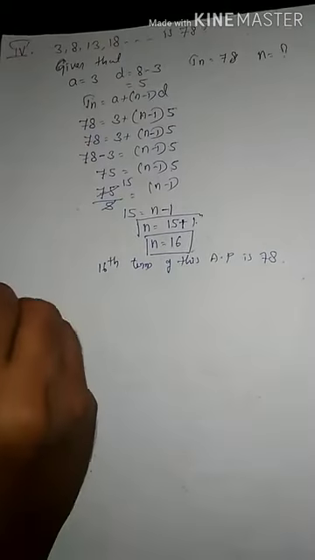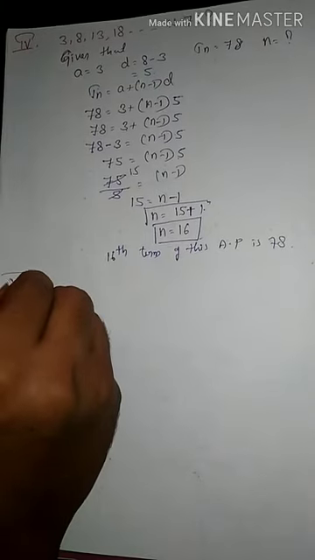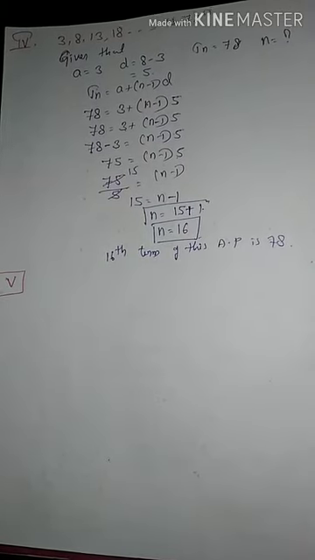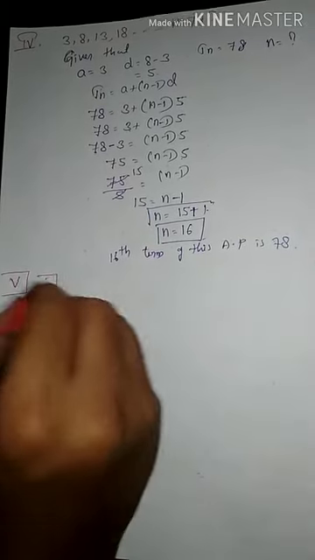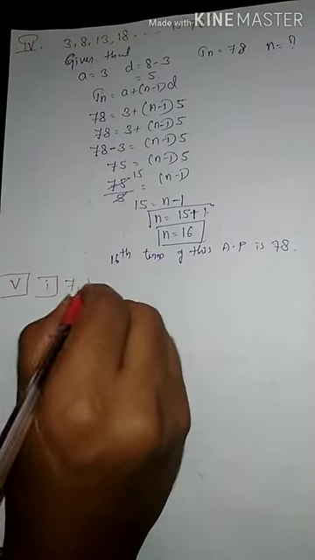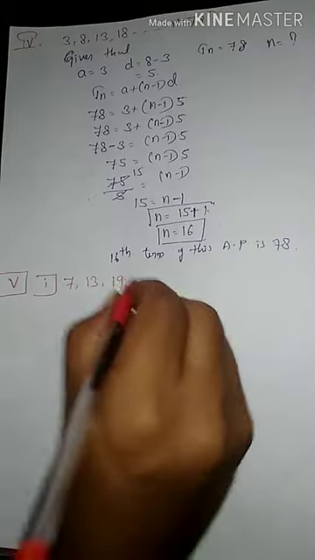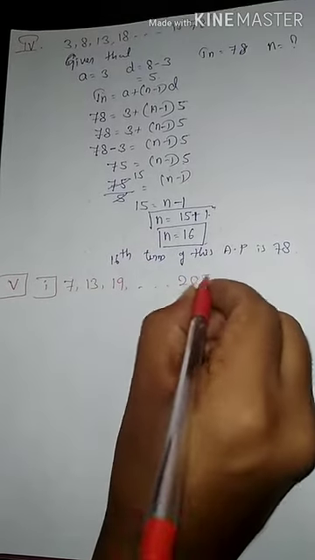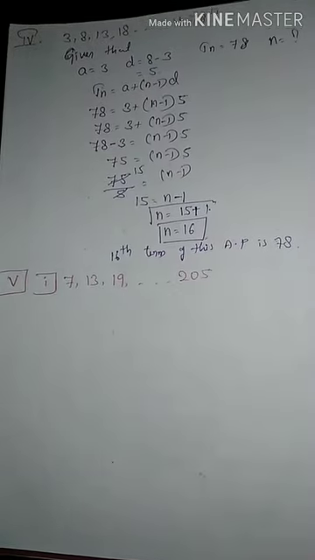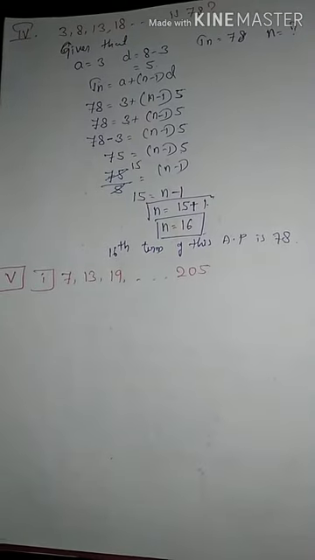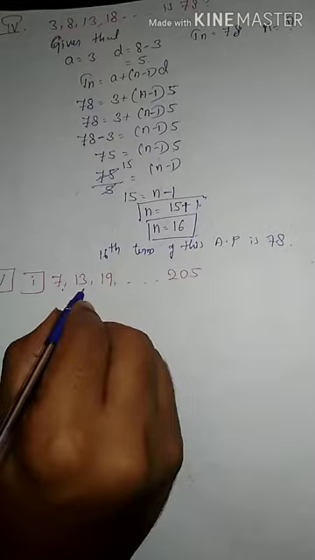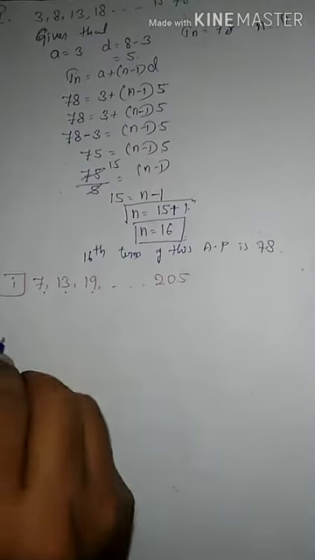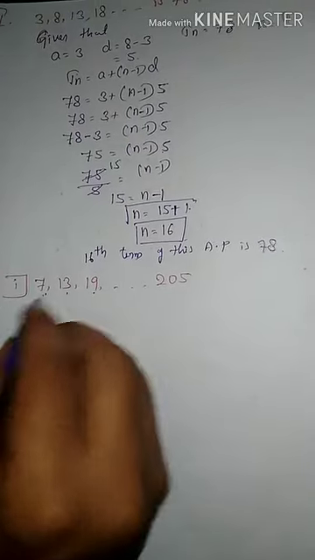And next, the fifth one. Find the number of terms in the AP. First one: 7, 13, 19, and so on, up to 205. Find the number of terms in the following arithmetic progression. In that first example, 7, 13, 19, up to 205. Since this is in an AP, solution.